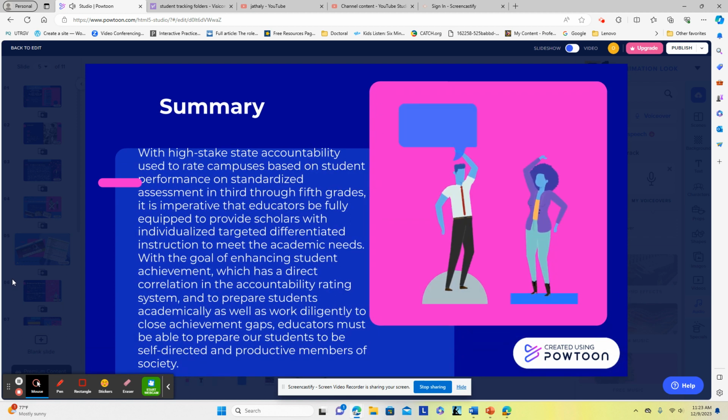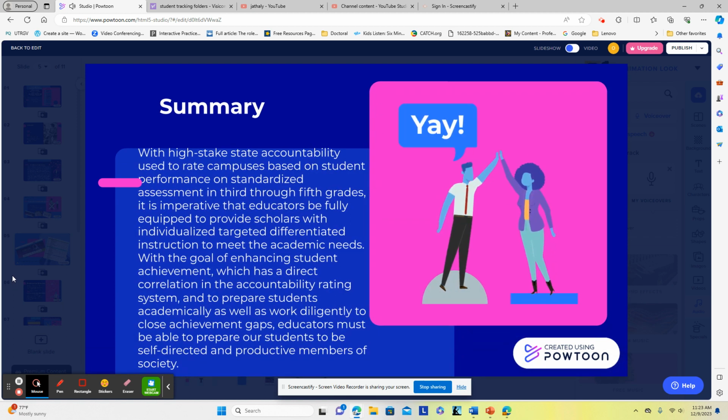So, in summary, with high stakes state accountability used to rate campuses based on student performance on standardized assessment in third through fifth grades, it is imperative that educators be fully equipped to provide scholars with individualized, targeted, differentiated instruction to meet the academic needs, with the goal of enhancing student achievement, which has a direct correlation in the accountability rating system, and to prepare students academically as well as continue to work diligently to close achievement gaps.